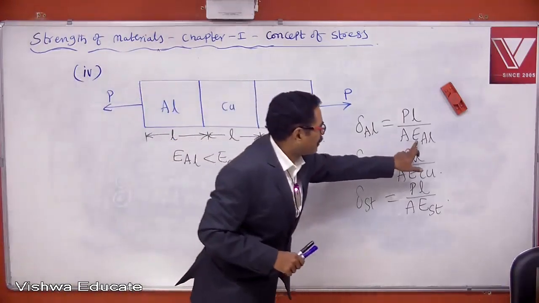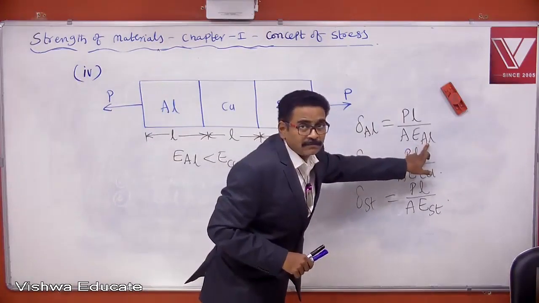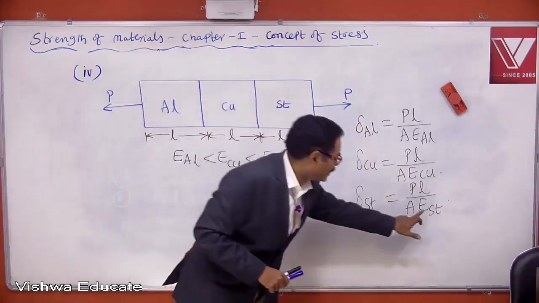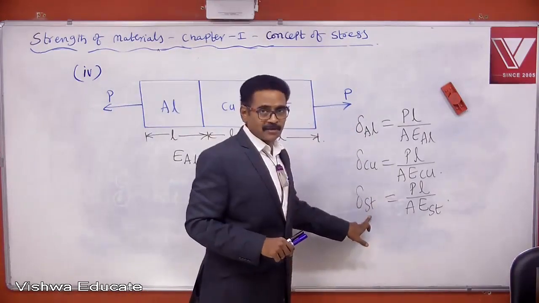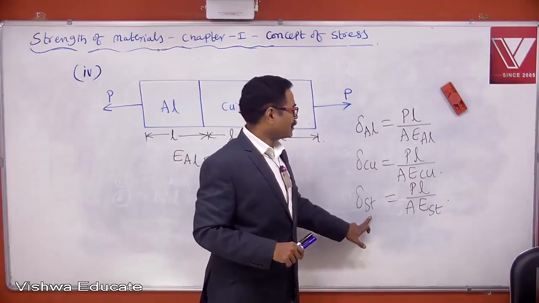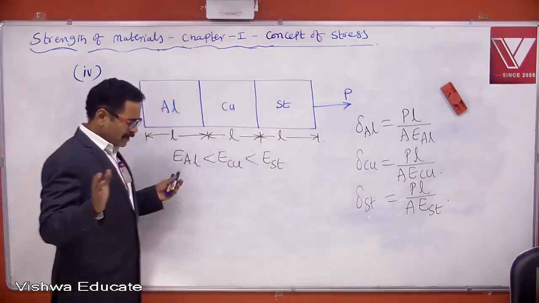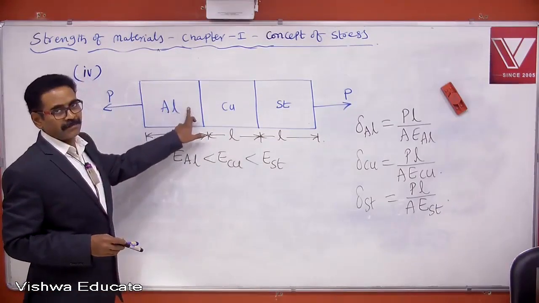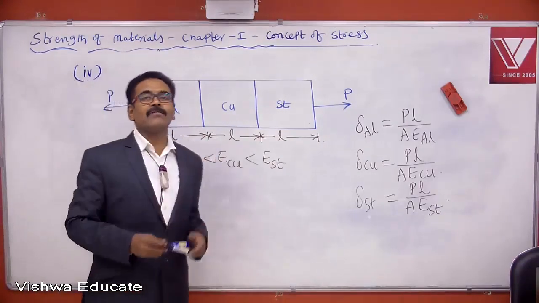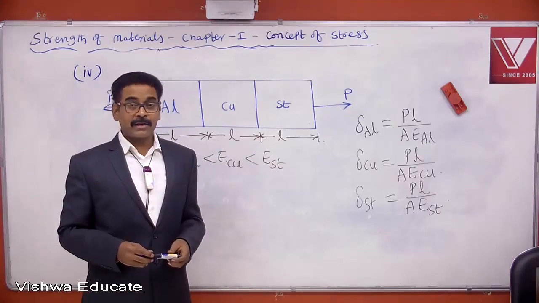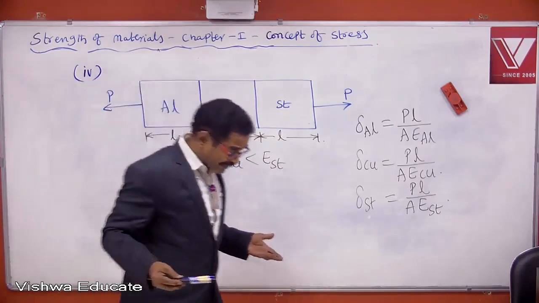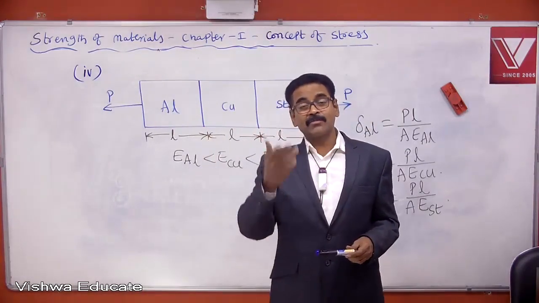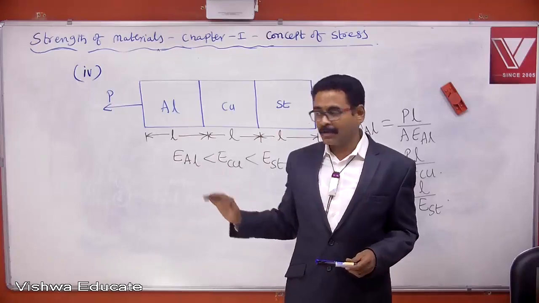Since Young's modulus of aluminium is lowest, delta aluminium will be highest. Wherever E is highest, there delta will be lowest. So what is your answer? Which section carries highest deformation? The answer is aluminium section. Don't say all sections carry same deformation. Stress is same. Stress is independent of material, but not strain. Strain is very much a function of material. Understand?